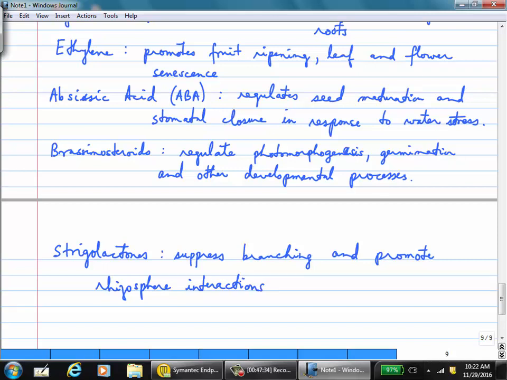So the region surrounding the plant root, where the root is interacting with bacteria and fungi and so on, that's the rhizosphere. So this hormone is going to promote interactions over there. So suppress branching and promote rhizosphere interactions with fungi surrounding the root, etc.